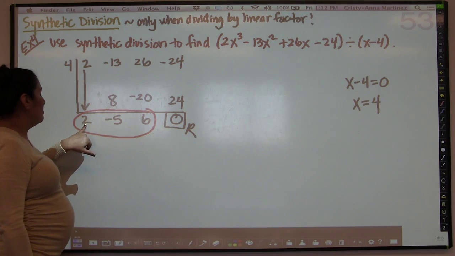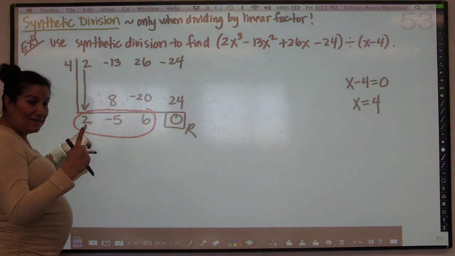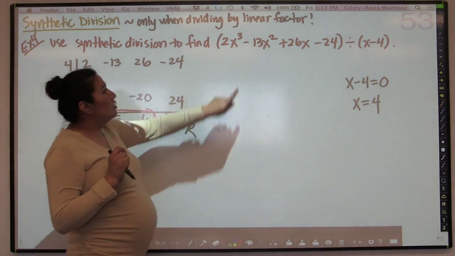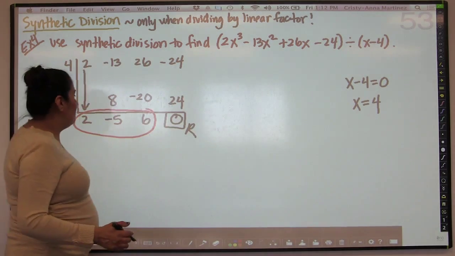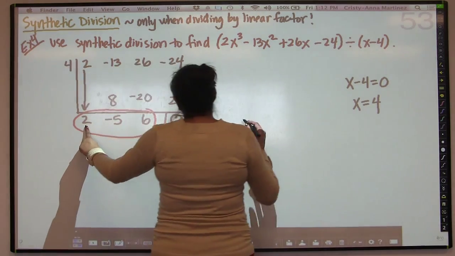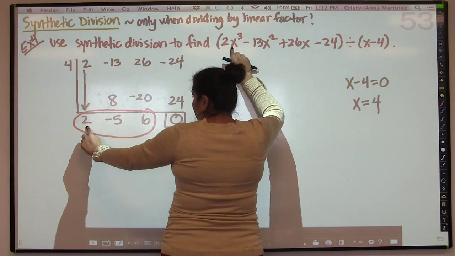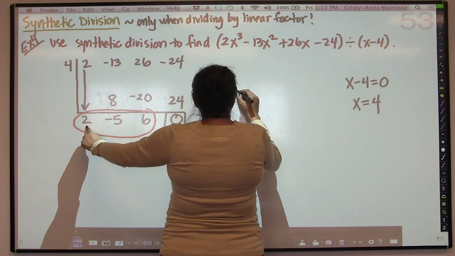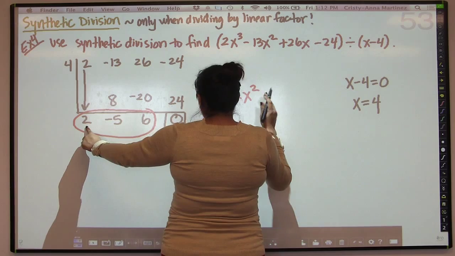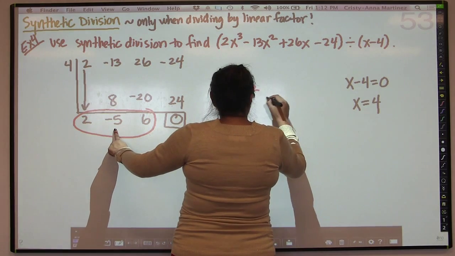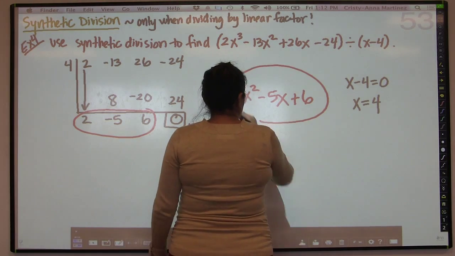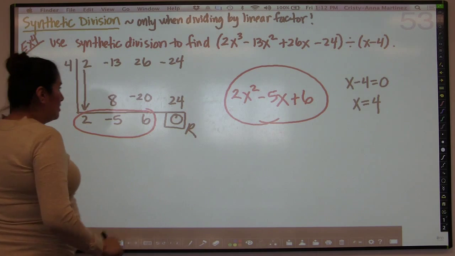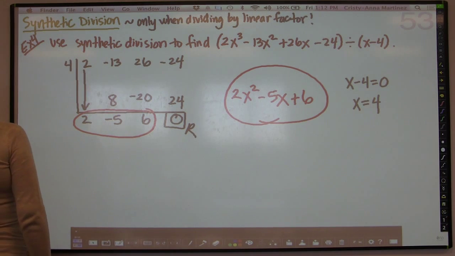The variables are going to begin with 1 degree less than the original problem. So if my original problem was a cubic, it means my answer is going to be a quadratic. So that means that this is going to be a quadratic term. The original was a cubic term. This is 1 degree less, so it's going to be a quadratic term. So my answer is 2x squared, and then from there you just kind of go down the chain. Minus 5x, and then plus 6. This would be the answer to my division problem. 2x squared minus 5x plus 6. So hopefully that made sense.